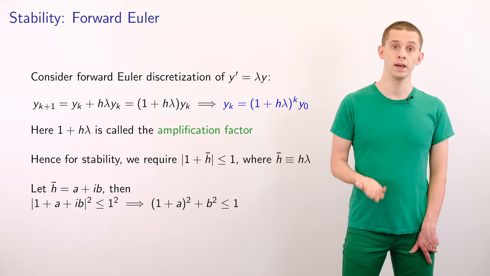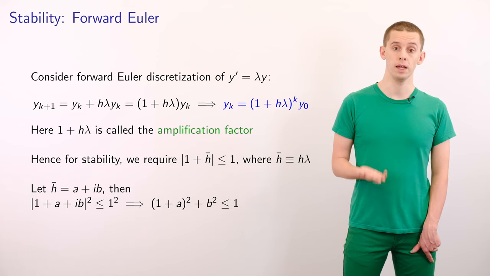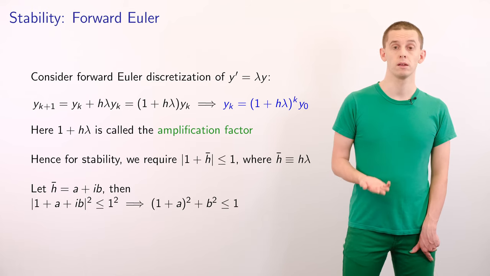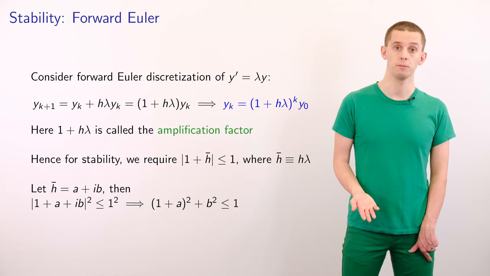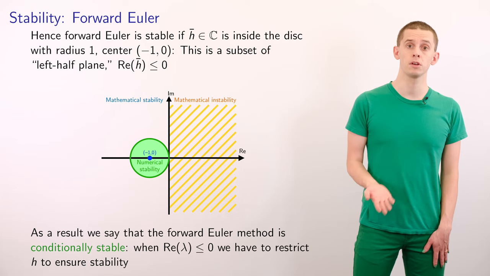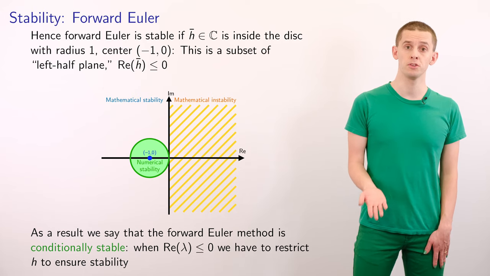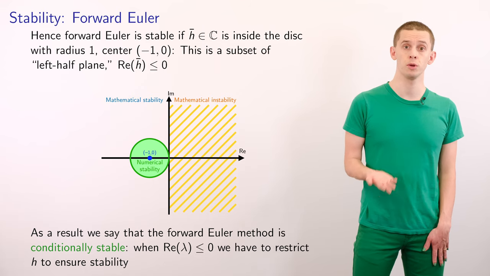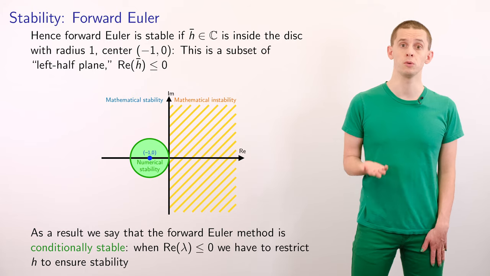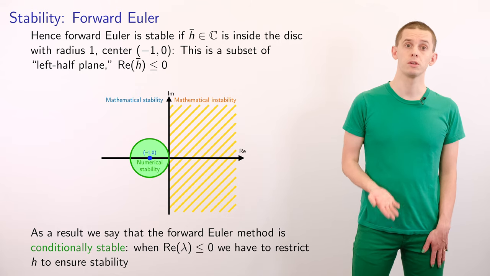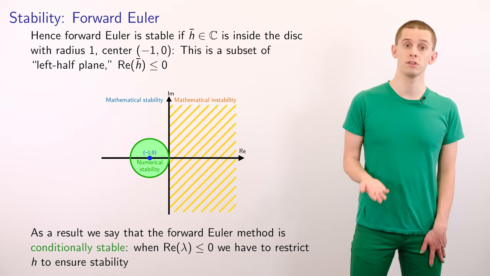So if we now write that h bar is equal to a plus ib, then if we substitute this in, we'll find that we require that (1 plus a) squared plus b squared has to be less than or equal to 1. Hence, the forward Euler method will be stable if h bar is contained within the disk of radius 1 centered on minus 1 comma 0 in the complex plane. And we'll note that this disk is a subset of the left half plane where the real part of h bar is less than or equal to 0, that corresponds to the region where our underlying mathematical ODE will be stable. As a result, we say that the forward Euler method is conditionally stable.